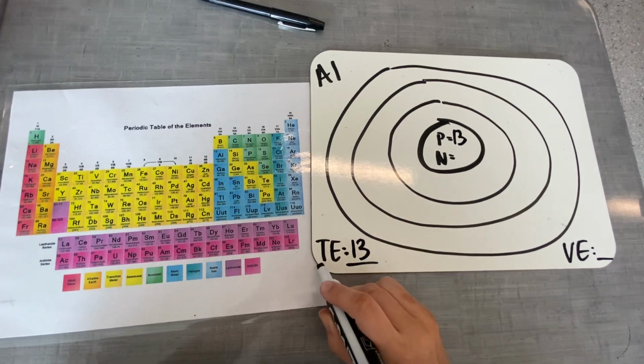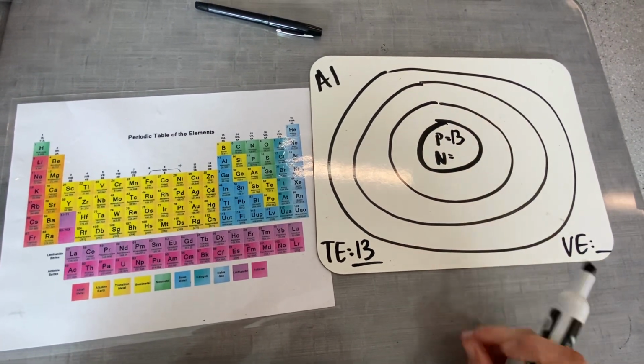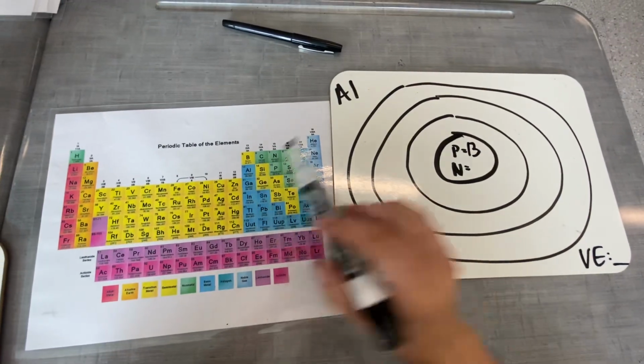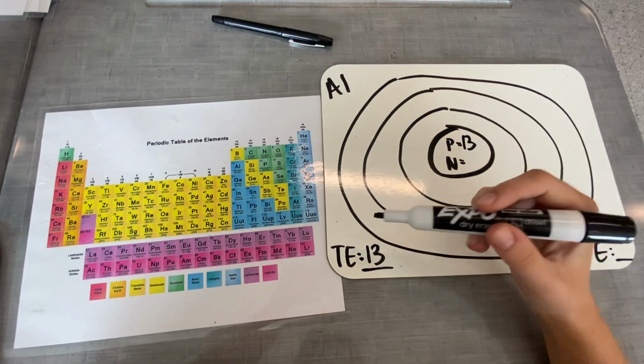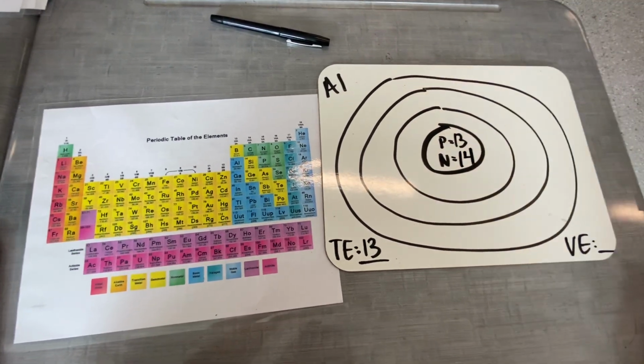So TE is total electrons. And then neutrons is where you have to do something new. You're calculating neutrons: you do mass minus atomic number. So 27 minus 13 is 14 neutrons.